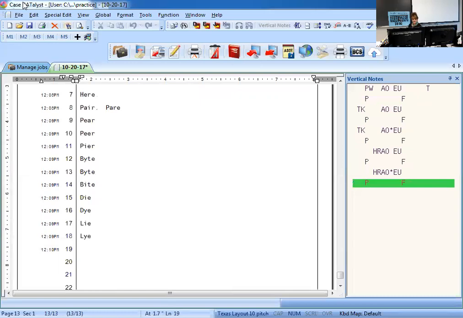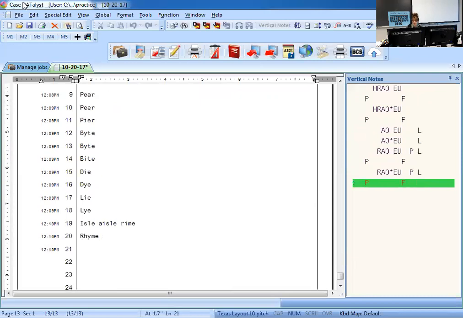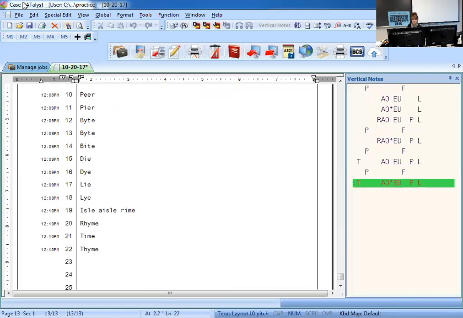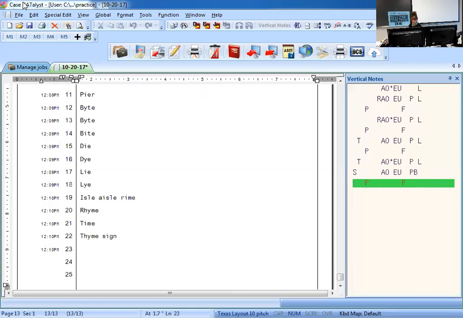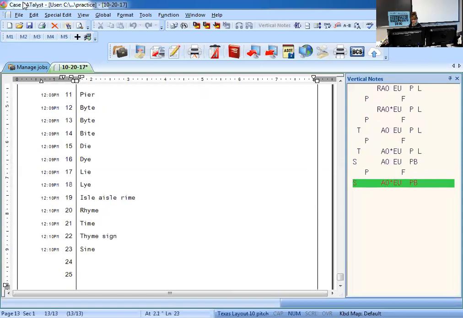So isle, this one is like an island, okay? Think of it. It looks like the word island. It's I-S-L-A-N-D. I-S-L-E is the spelling. And then the aisle in a grocery store is going to be aisle with an asterisk. Very important that you know how to write those two. Rhyme, R long I-M. Rhyme or rhyming words, R long I-M with the asterisk. Time, T long I-M. Thyme the spice, T long I-M asterisk. Sign, S long I-N, the sign outside. Sine, S long I-N with an asterisk, S-I-N-E.